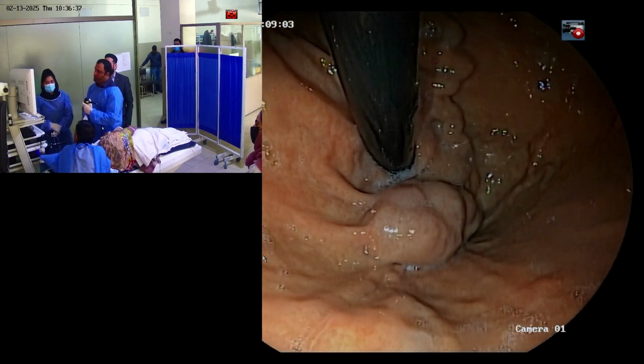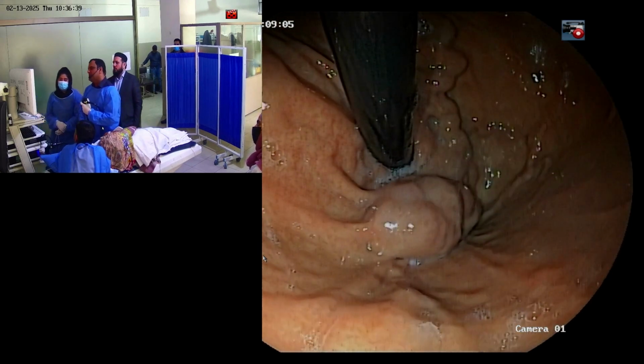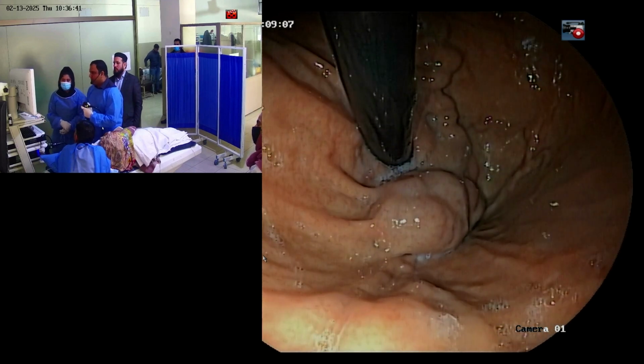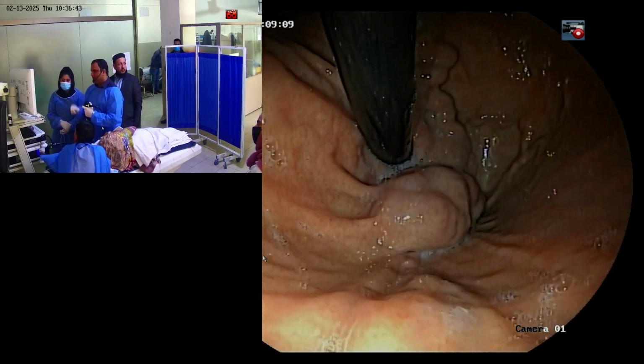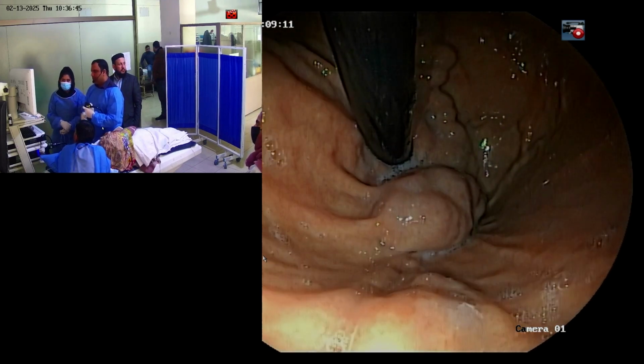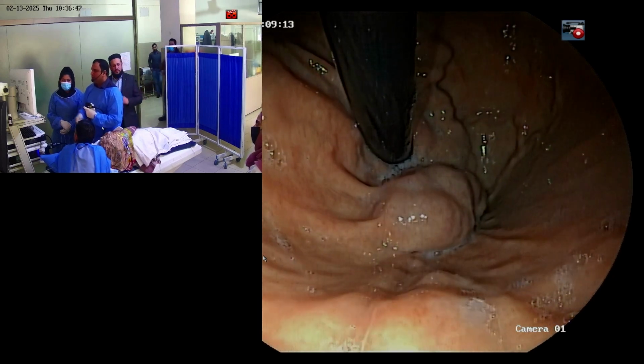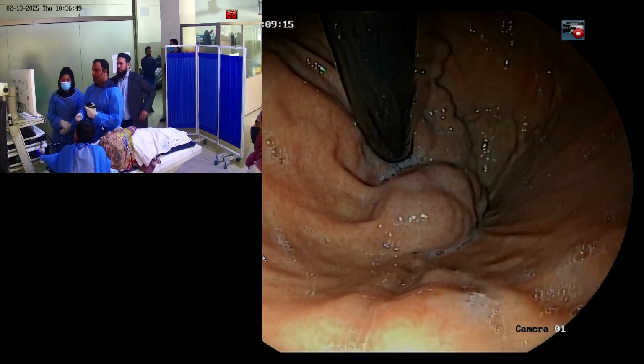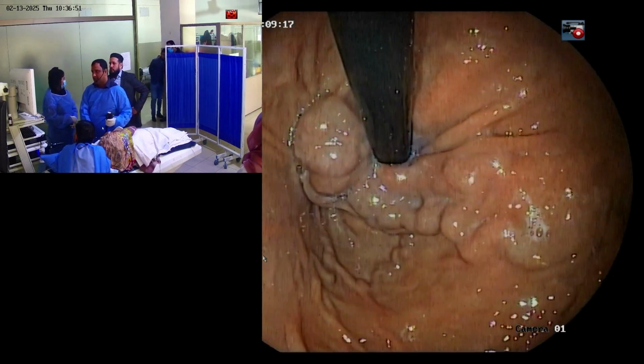So what is the opinion of the house? What should be the volume we should be injecting? Most of the literature says you inject 1 ml, again repalpate the varix and re-inject. So should we be injecting 1 ml or 1.5 ml in this case?